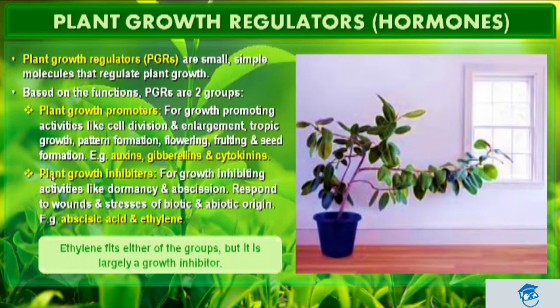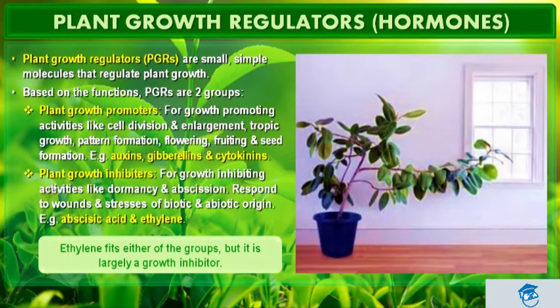The second group of plant growth regulators is plant growth inhibitors. They play an important role in plant response to wounds or any stress of biotic and abiotic origin. They are also involved in various growth inhibiting activities, like dormancy and abscission, and more importantly, they respond to wounds and stresses of biotic and abiotic origin.